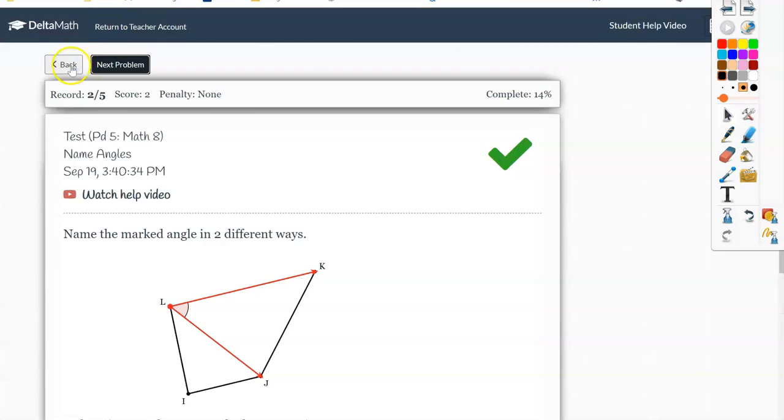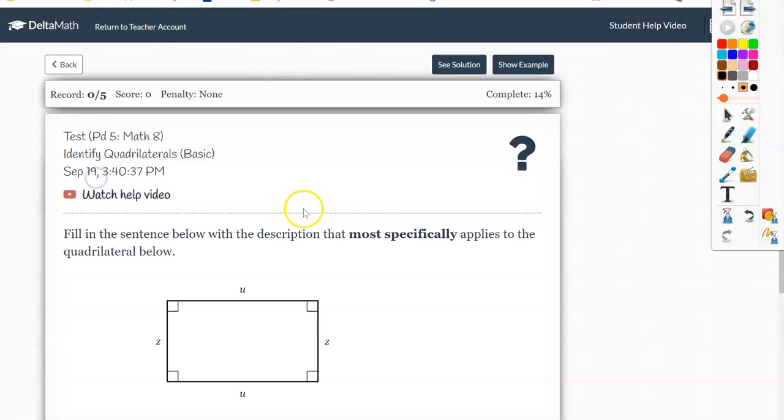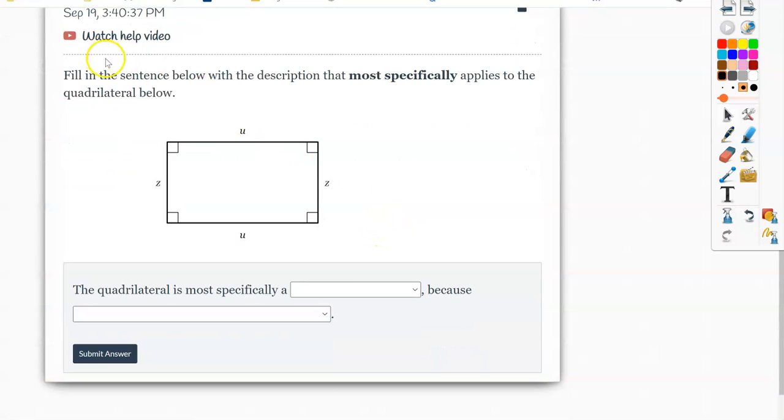All right, next topic, identify quadrilaterals. We talked about this in class today, and this one quadrilateral right here has a U on the top and a U on the bottom. That's congruent. We talked about those marks in class today. And then Z is a different letter, but it is congruent on both left and right. You have 4 right angles. So I know it has 4 right angles, 2 pairs of opposite equal sides. So this one is a rectangle.